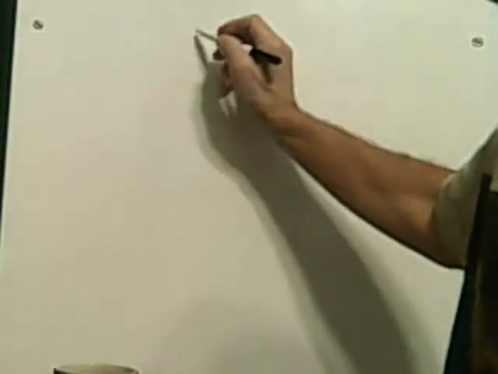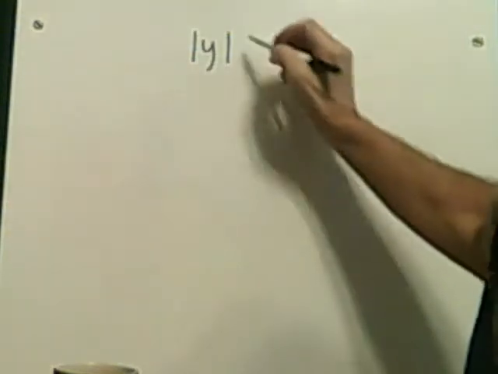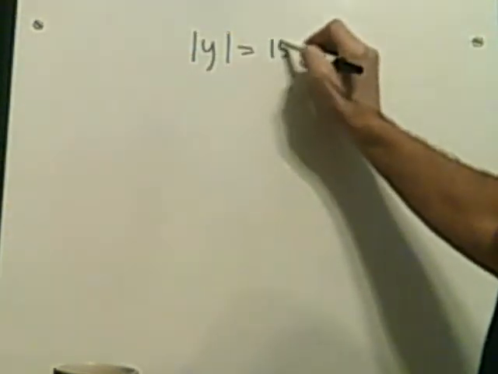Okay, welcome back. We're going to do section 2.6 in Martin Gay's Intermediate Algebra. It's about the absolute value. And we're going to do the even numbers, 2 to 38. Number 2 is the absolute value of y is equal to 15.